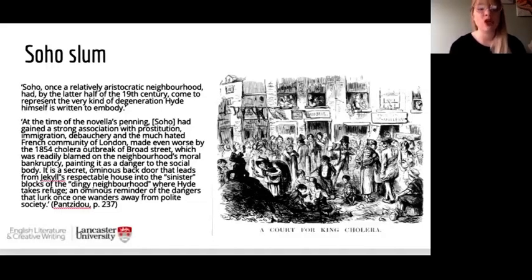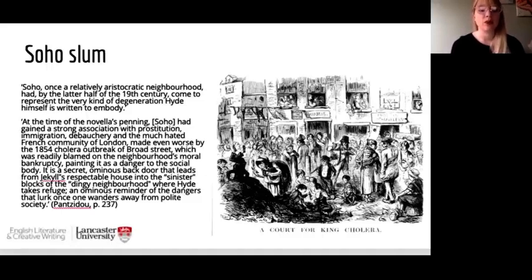Which was readily blamed on the neighbourhood's moral bankruptcy, painting it as a danger to the social body. It is a secret, ominous backdoor that leads from Jekyll's respectable house into the sinister blocks of the dingy neighbourhood where Hyde takes refuge. An ominous reminder of the dangers that lurk once one wanders away from polite society. So the idea that something insidious is hiding in these city spaces unmonitored is at the core of urban Gothic.